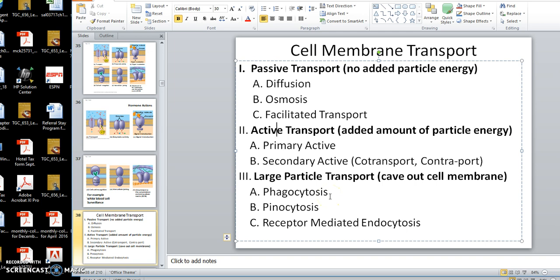So what do we have listed under passive transport? Something called diffusion, something called osmosis, and something called facilitated transport. Facilitate, in regular English, means to help. That means a helped transport. But check this out, it can't be helped by adding energy, or it wouldn't be under passive transport. Active transport, primary active and secondary, we'll talk about. And then phagocytosis, pinocytosis, and receptor-mediated under my large particle. Now this is kind of my own little designation.